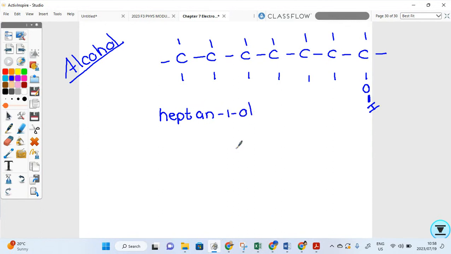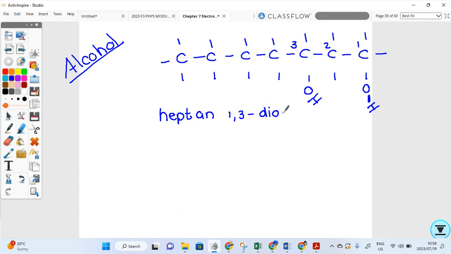But then, when you write a test, it has to be. Now, what about this? Is it still hept? Yes. So that stays the same. But what is it going to be now? We're going to still start numbering here because we want the numbers to be as small as possible. So it's going to be 1, 3, and then there are two OHs, so it's going to be diol.